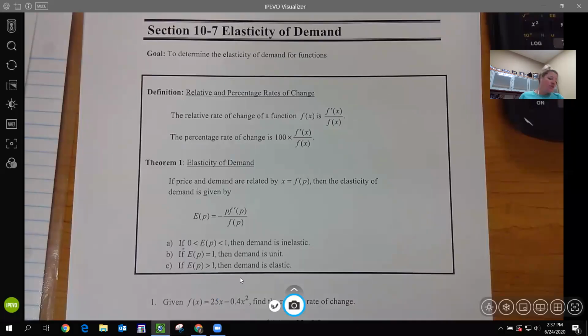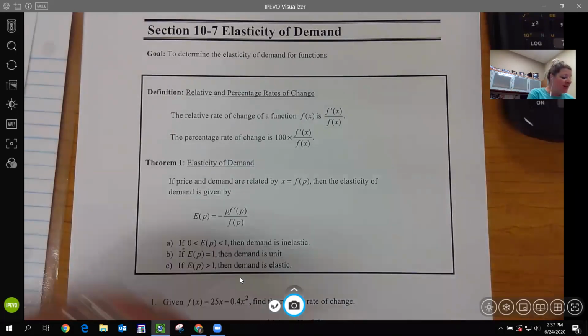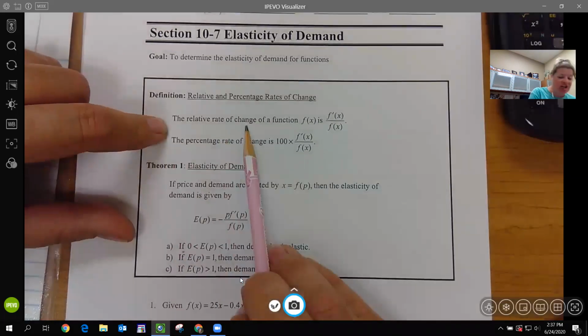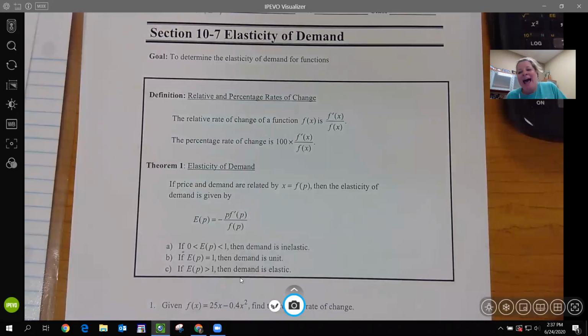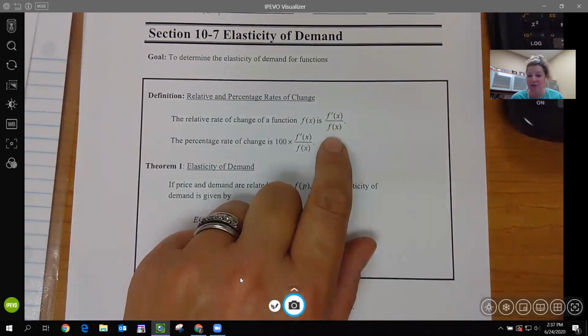Okay, so first of all, with this one, I want you to take a minute, pause the video, and write down these notes. So the first idea is the relative rate of change of a function. What is this rate of change that's happening with this function? So we can do this with demand or price. And the way that we do it is we do the derivative over the original function.